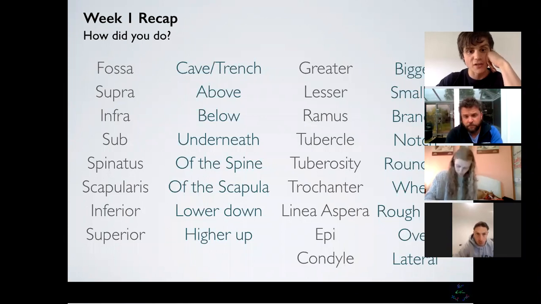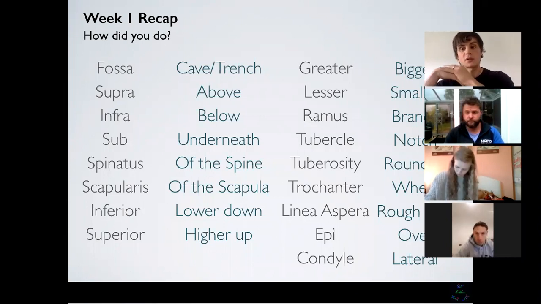Spinatus, so any "atus" is of the spine, scapula, scapularis. We have inferior, lower down; superior, higher up; greater, bigger; lesser, smaller. Ramus is a branch, tubercle is a notch, tuberosity is round, trochanter is wheel.